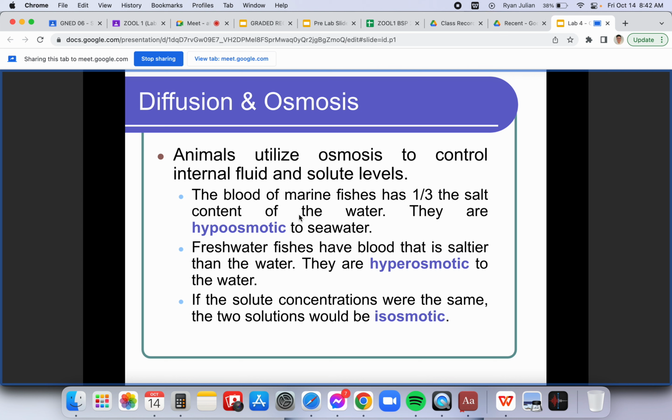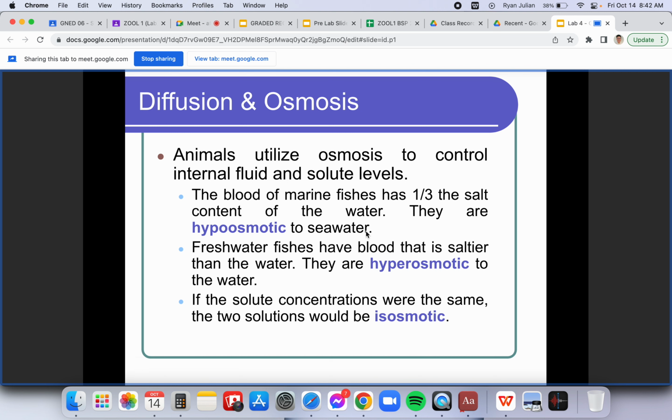Additional information about diffusion and osmosis. Animals use osmosis to control internal fluid and solute levels in their body. The blood of marine fishes has one-third the salt content of the water, making them hypoosmotic to water.